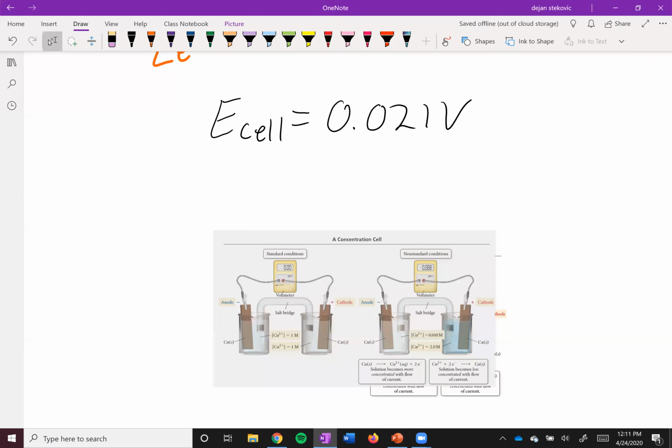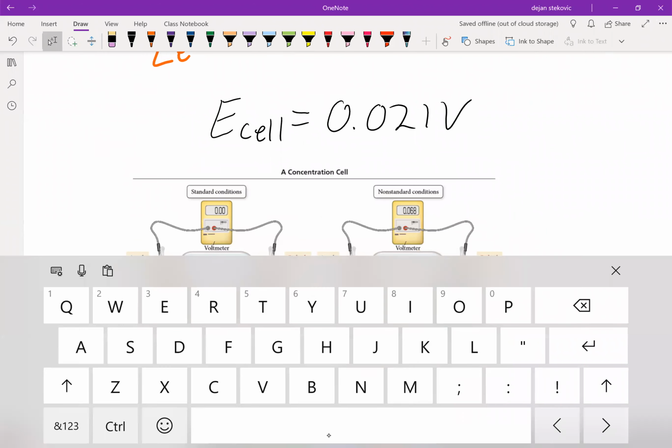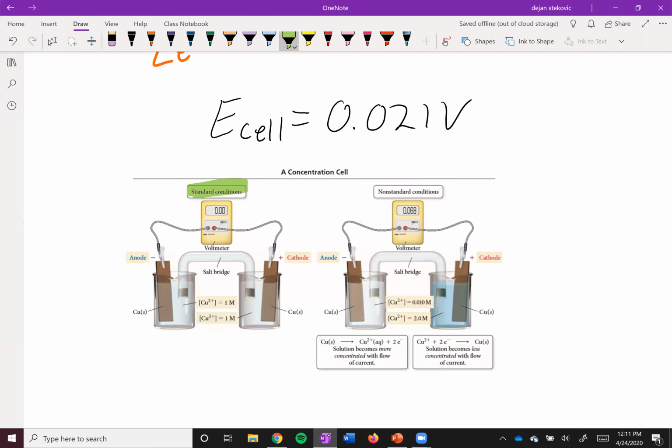Here's just a picture from one of the books, right? So at standard conditions, they're both going to be 0.1 molar. That's on the left here. And you can see you're generating zero potential, right? It makes sense. You have the same thing on both sides. You're at equilibrium. Nothing's really going to happen. But now we're at non-standard conditions. So we have one that is more concentrated than the other. And so they're going to go until they're the same concentration. And so we can measure a cell potential for that.